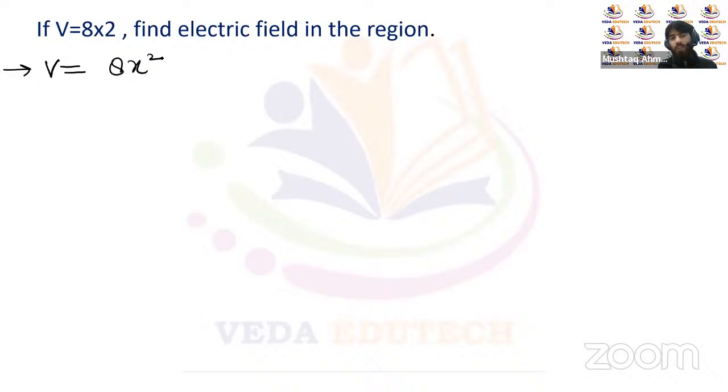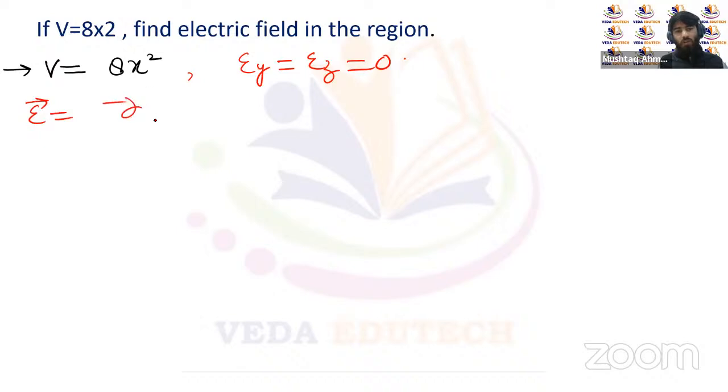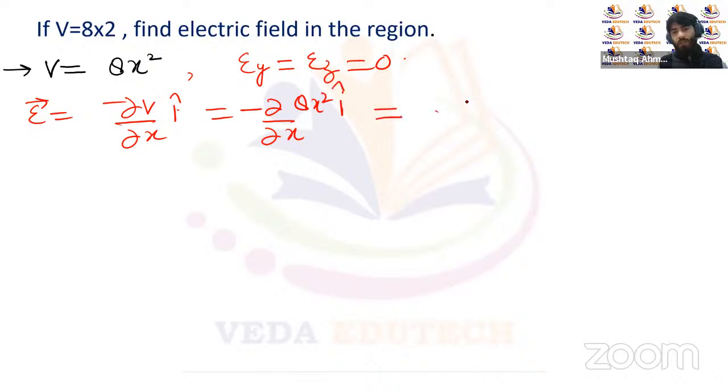Since potential is only dependent on the x coordinate here, the electric field will be directed only along the x direction. It means the rest of the components will be 0, so we can conclude Ey is equal to Ez, that's equal to 0. The x component will be E vector equal to minus del V upon del x i cap, that's minus del upon del x of 8x square i cap. Taking the derivative, it will be minus 16x i cap. So this will be the electric field due to this potential.